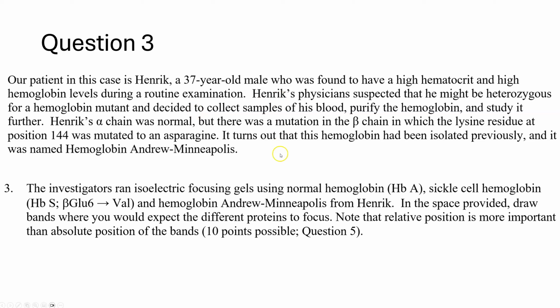This is Henrik. He's 37 years old. He has a high hematocrit, which means his red blood cell count is very high, high hemoglobin levels, and his physicians think he might be heterozygous, which means he inherited one mutant hemoglobin from one parent and one normal from another parent. So they collected samples from his blood and purified the hemoglobins. They found out his alpha chain was normal, but there's a beta chain in which the lysine residue at position 144 was mutated to an asparagine.